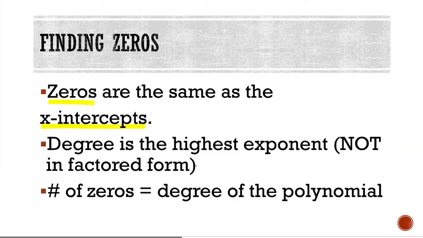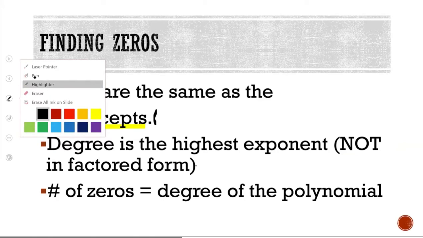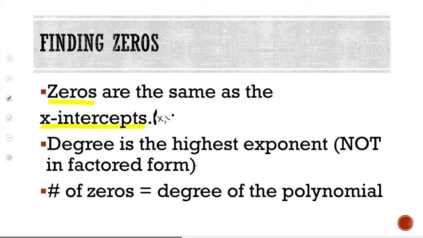Now, they're written a little bit differently. We've talked in class about the x-intercepts being written with an x comma y, like a coordinate. If you're talking about a zero, you're just going to write that x is equal to whatever number you have. Okay, so not as a coordinate, but it's referring to the same thing on the graph. When they talk about a zero, they're talking about the x-intercept. All right, so make yourself a note of that, that it's the same thing.